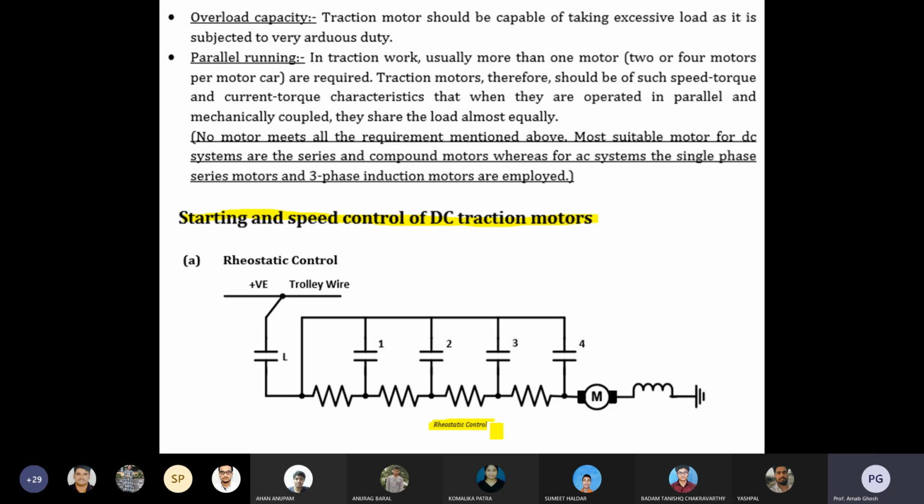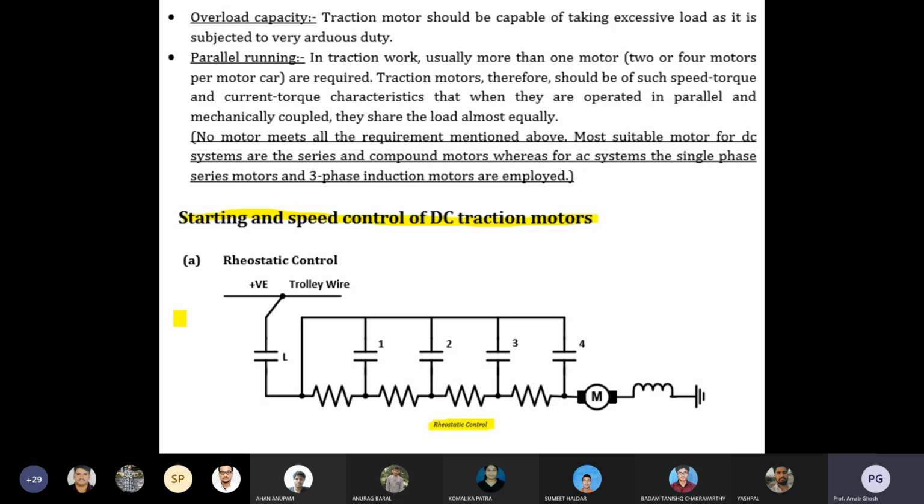It is called the rheostatic control, or the dynamic braking type of concept. Why is it called rheostatic control? By this configuration, both operations can be done. You can control the speed of the motor, as well as dissipate the additional energy when you want to do dynamic braking or rheostatic braking. Both operations are possible. How is it possible?